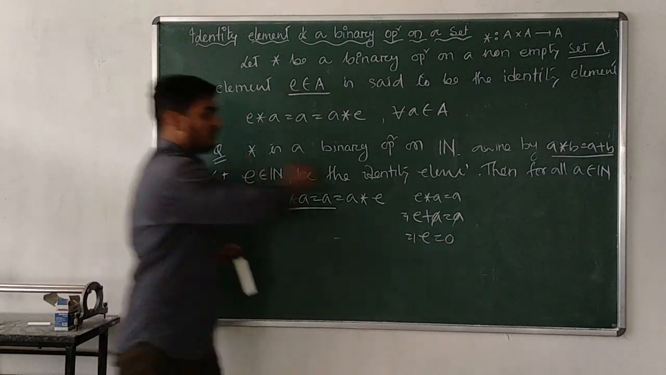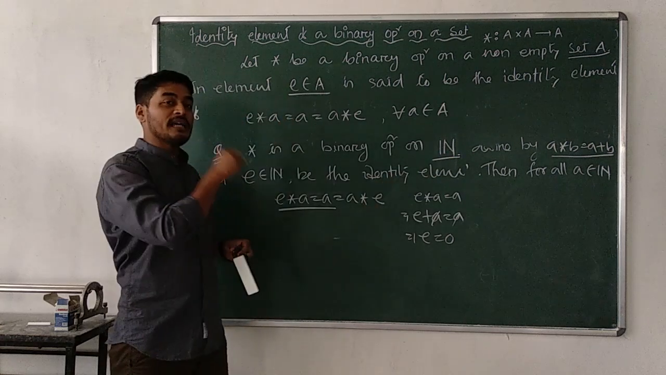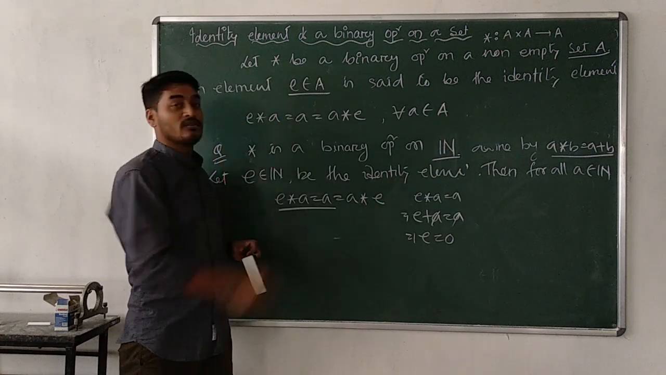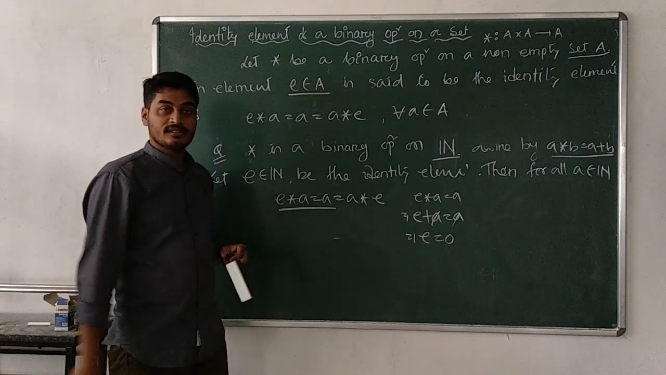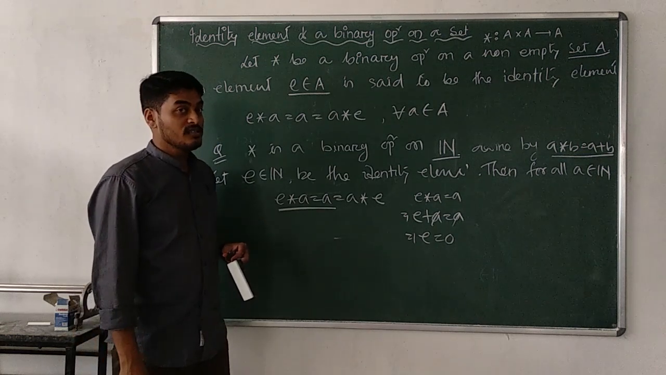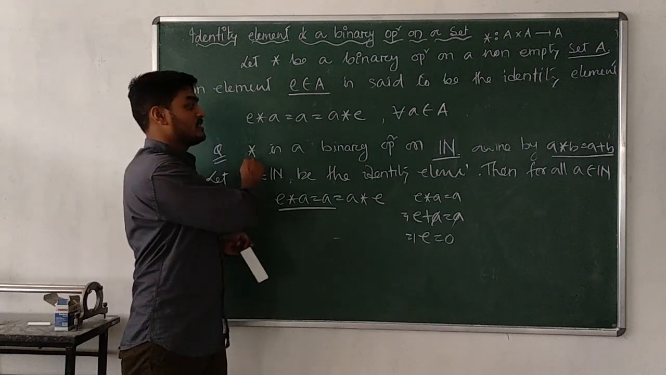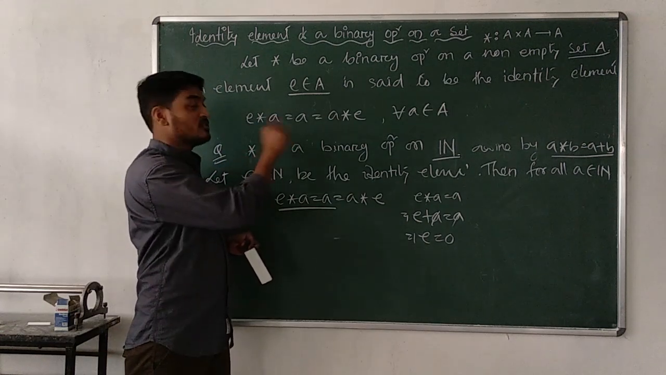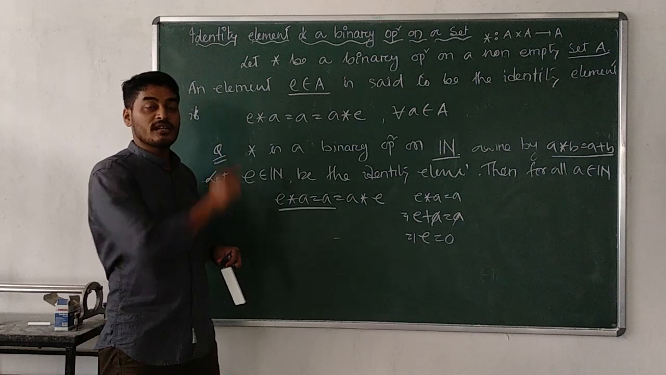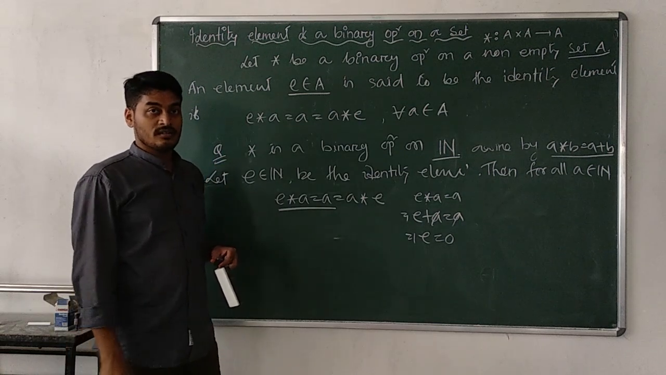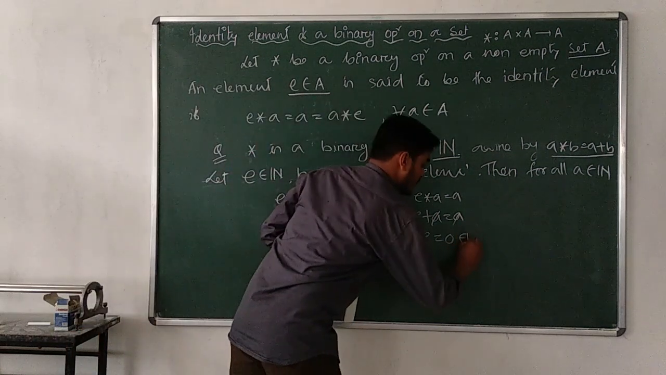The binary operation is defined on natural numbers, so the identity element should belong to that set only. What is the identity element here? e. What is the value of e? 0. Is 0 a natural number? No. That's why for this operation star, the identity element does not exist in the natural number set. This is not belonging to natural numbers.